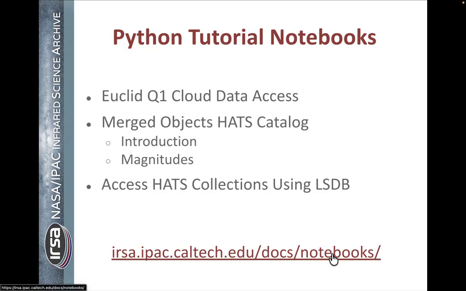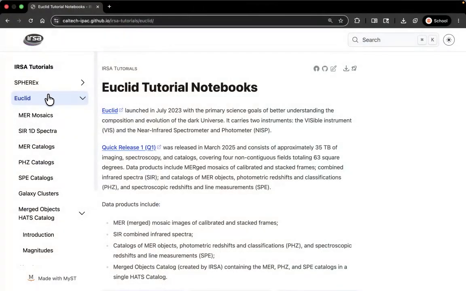We'll go to this link. Here, we can see all of IRSA's tutorial notebooks. And here is the Euclid landing page. The Euclid Q1 catalogs produced by the Euclid collaboration are split into 3 groups, and you can see tutorials for those here: MER, PHZ or PhotoZ, and SPE or Spectra. And those comprise about 15 individual tables. IRSA serves all of that from both on-premises and on cloud.